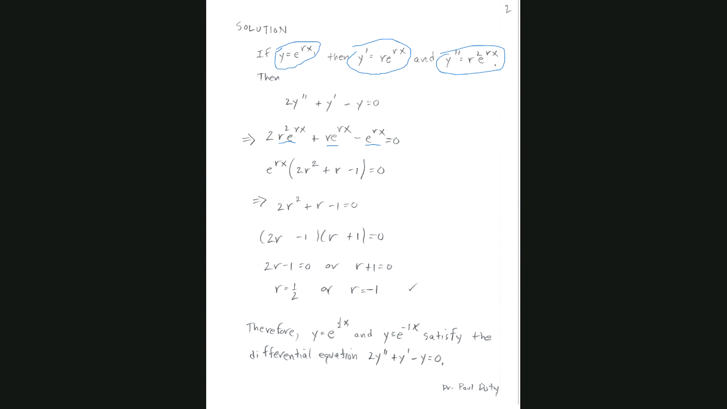Now we have this result. We want to solve for r. So let me ask you, e to the rx times 2r squared plus r minus 1, that product equals 0. Can e to the rx, no matter what r value is, for any constant value of r, could e to the rx, that exponential function, ever equal 0?